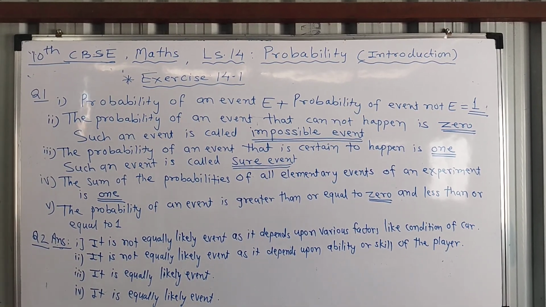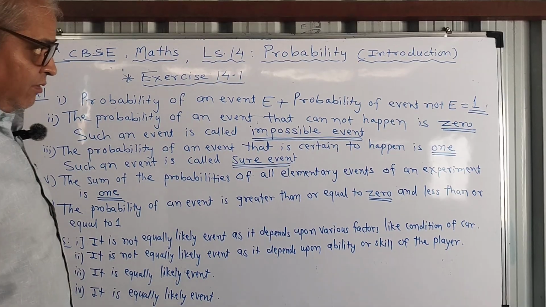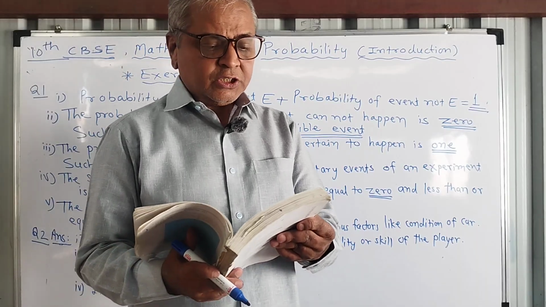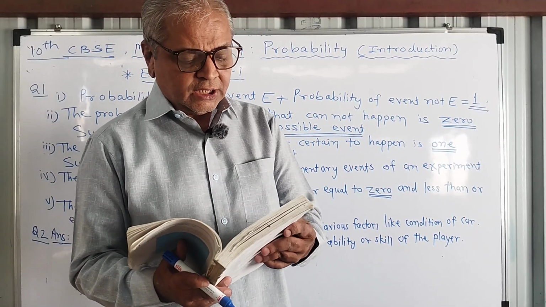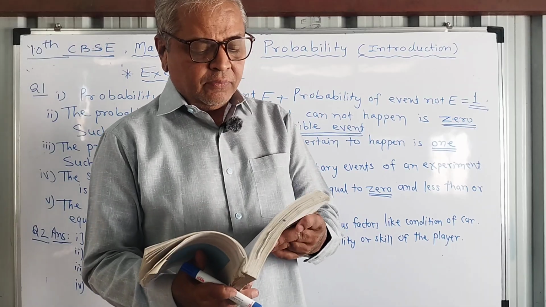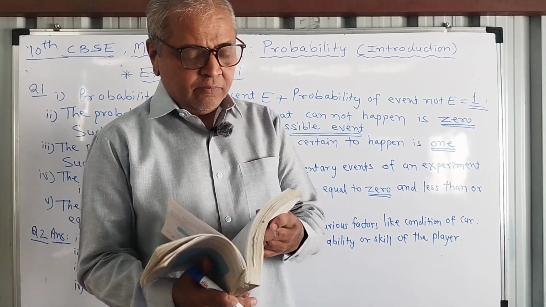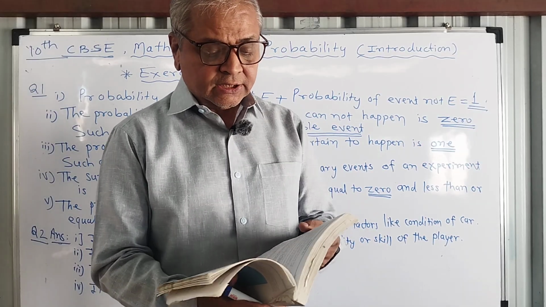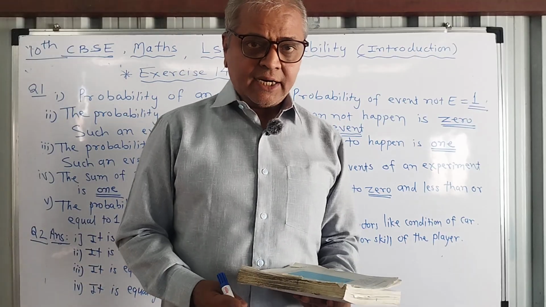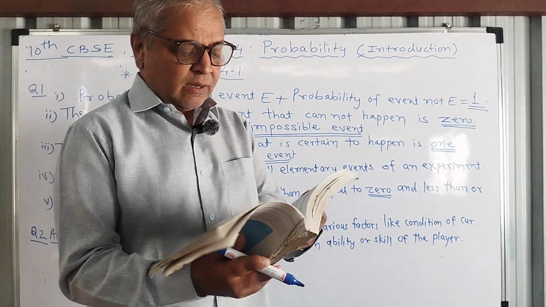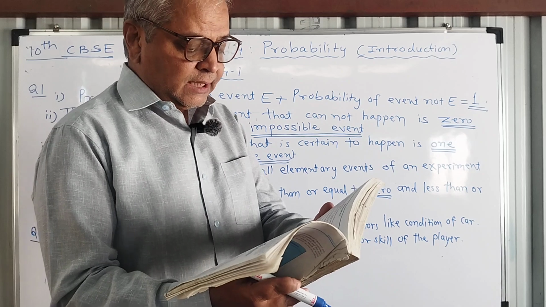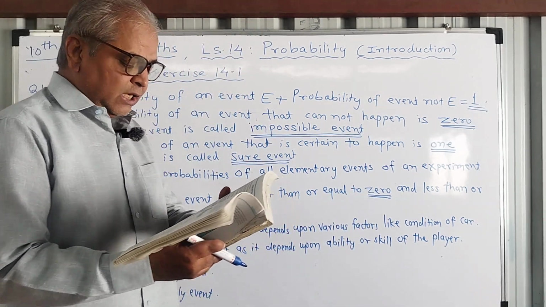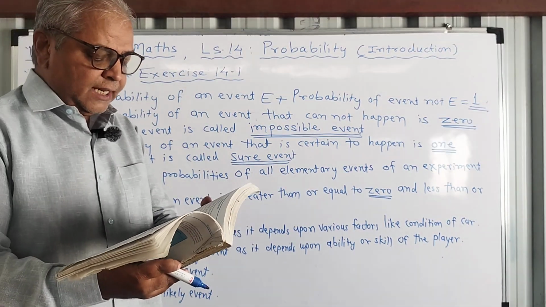Let us start exercise 14.1. In this exercise, the first two questions are objective questions, third, fourth and fifth may come for MCQ, and from question number 8 onwards we will have the questions for 2 marks or 3 marks. So let us complete 7 questions in this video, and then the other questions we will finish in the next video.